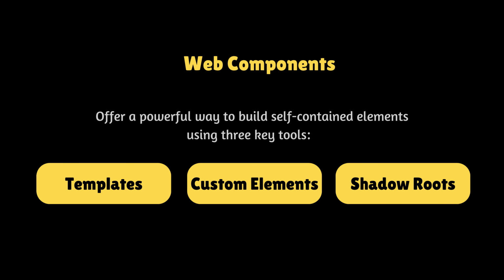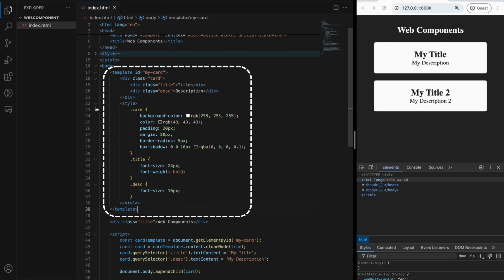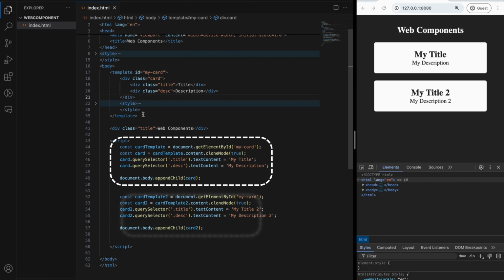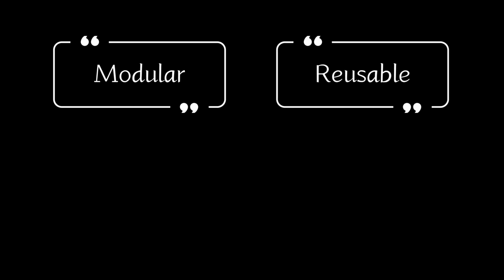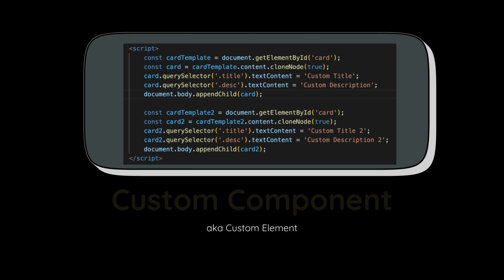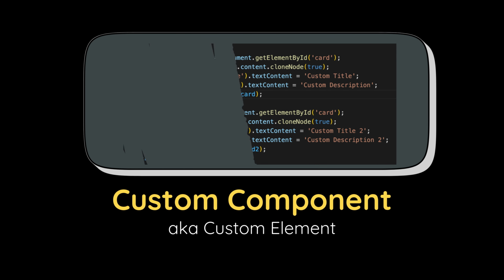Previously, we utilized a template by cloning its content and manually updating it to render a card. We then repeated the same process to render additional cards. To make this process more modular and reusable, we'll define a custom component, encapsulating all this logic for better maintainability. All right, let's dive into the code.